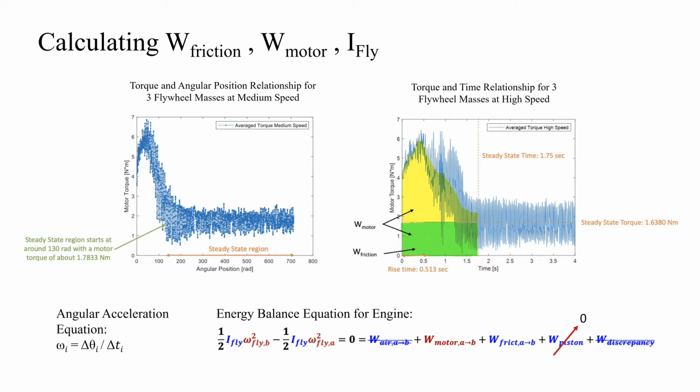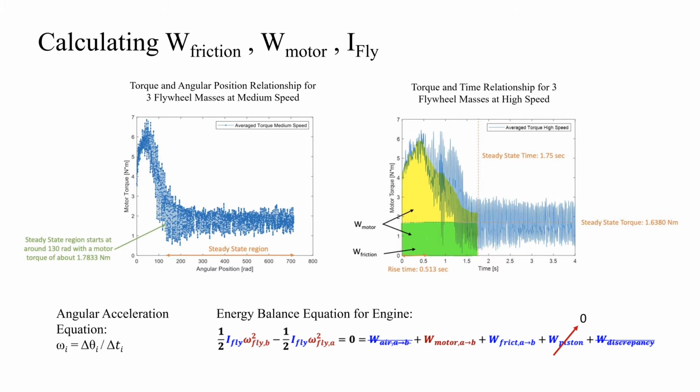Steady-state angular velocity is calculated by taking the average change in angular position with respect to time for each 10-degree bin using data after the motor reaches steady state. These calculations are done for a system with 3 flywheel masses at low speed, medium speed, and high speed, as well as a test for 1 flywheel mass at medium speed. You'll see depicted the test for medium and high speed.